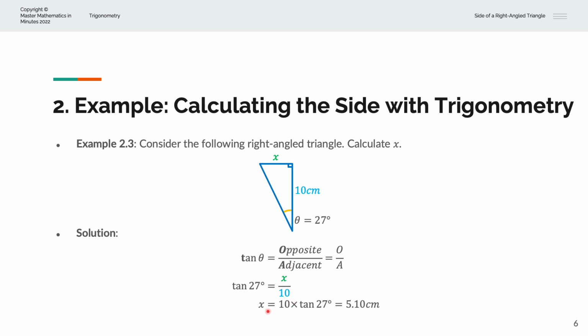So solving for x, we have x is equal to 10 multiplied by tangent of 27 degrees, and that simplifies to 5.1 centimeters.